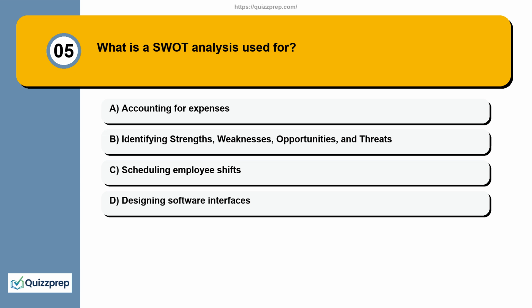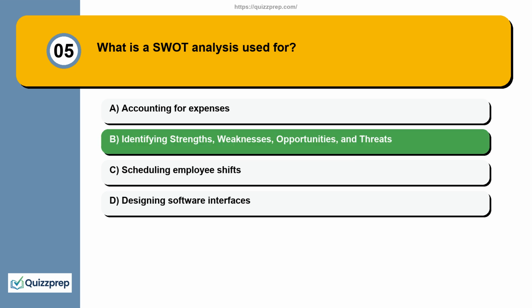Question 5. What is a SWOT analysis used for? Here are your options. Option A. Accounting for expenses. Option B. Identifying strengths, weaknesses, opportunities, and threats. Option C. Scheduling employee shifts. Option D. Designing software interfaces.